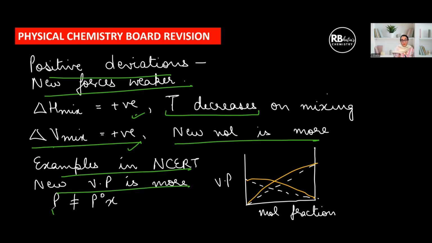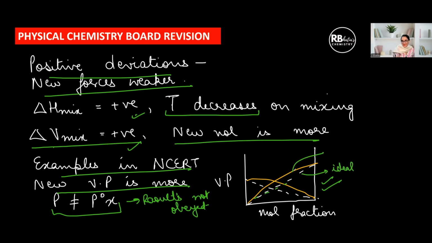And P is not equal to P naught chi. What does this mean? This means Raoult's law is not obeyed. Deviations means those solutions which do not obey Raoult's law. And this is the graph. The dotted line gives the ideality. Must label the graphs. And this shows that the observed vapor pressure is more than what is expected from Raoult's law. And why is it so? Because the new forces are weaker.